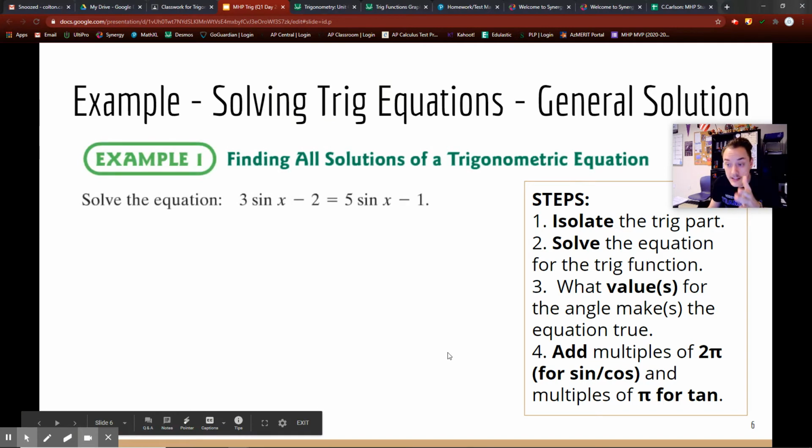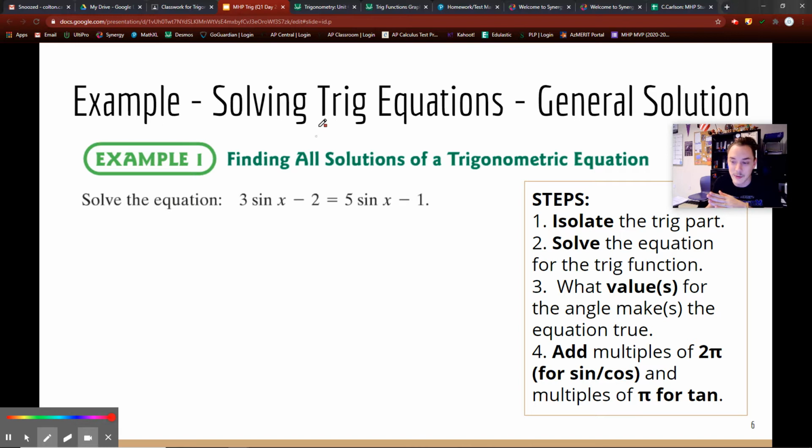So I'm given this equation. Let's get started on it. I really don't want to waste any more time. So how do I solve this? Well, first of all, you need to isolate the trig part. Clearly, this trig part is not isolated. Now, think of the trig part like a variable. Just think of it extremely like a variable.